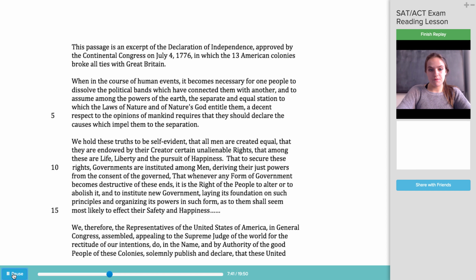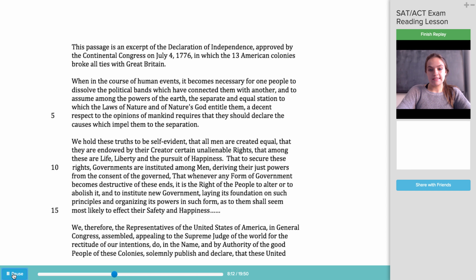We, therefore, the representatives of the United States of America in General Congress assembled, appealing to the Supreme Judge of the world for the rectitude of our intentions, do, in the name and by authority of the good people of these colonies, solemnly publish and declare that these united colonies are, and of right ought to be, free and independent states. That they are absolved from all allegiance to the British Crown, and that all political connection between them and the state of Great Britain is and ought to be totally dissolved.